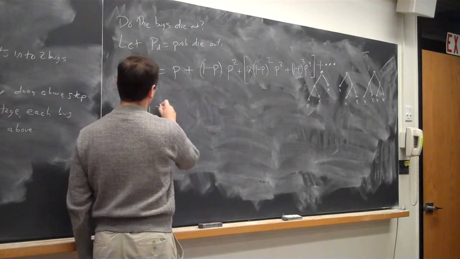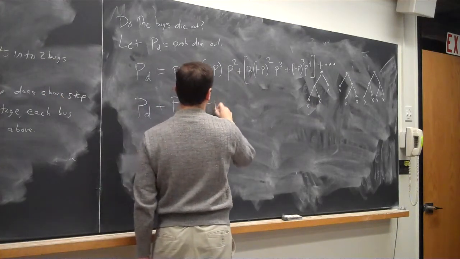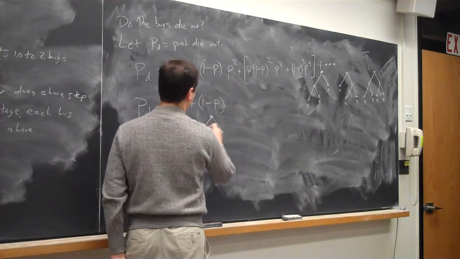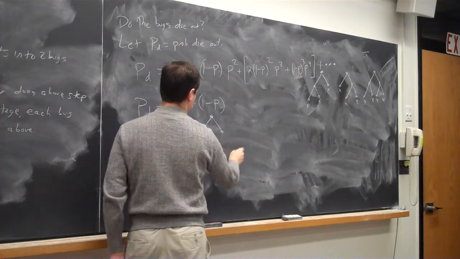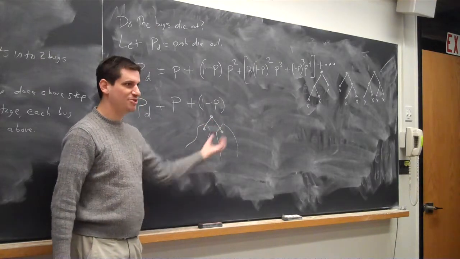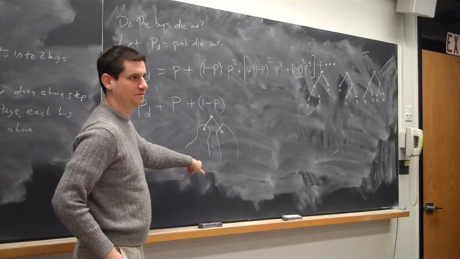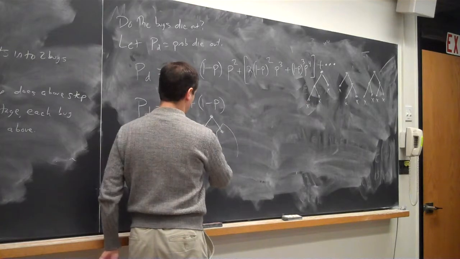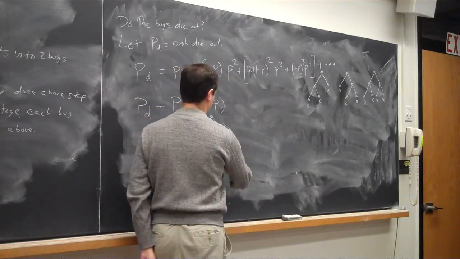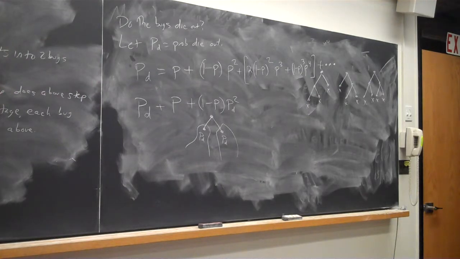So PD is you die on the first step, or if you don't die, you split into 2. And now there's some possible outcome from each of these bugs. What's the probability that this line dies out? PD. What's the probability that this line dies out? PD. So I didn't want to use the letter X to hide the fact that this is the basketball problem.